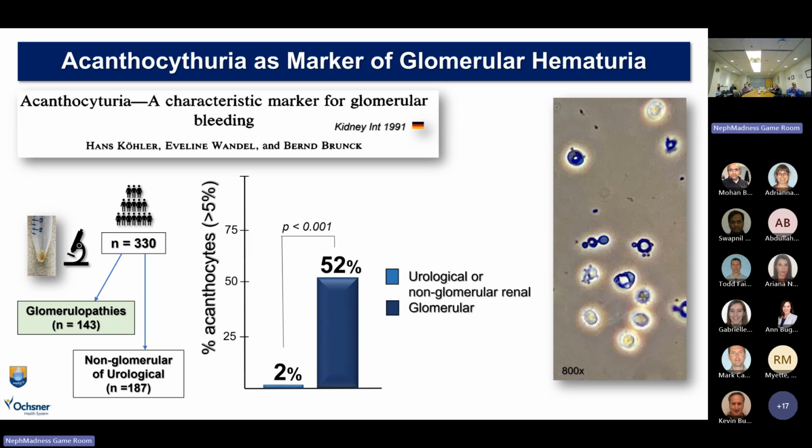And it did. 52% of the patients that had glomerular disease had acanthocytes in the sediment, compared to 2% of those without glomerular disease. So very, very specific, as you can see in those numbers.